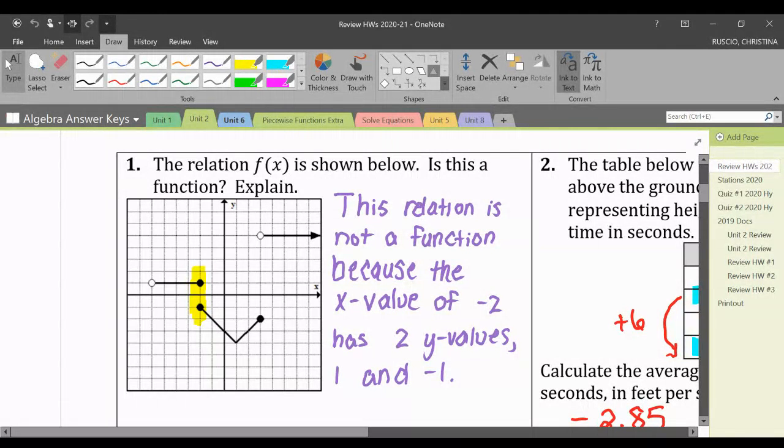As you can see in question number 1, I highlighted the area where this is not a function. This relation is not a function because of the x value of -2. If we go over here, -2 on the x-axis, that x value of -2 has two y values, +1 and -1.